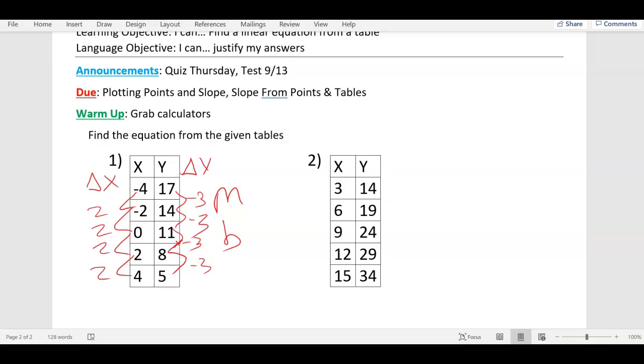Once we find the change in Y and the change in X, then we need to make a ratio, change in Y over change in X. It is not 2 over negative 3. Remember, it's Y over X, not X over Y. So what's my fraction? That's the word. What's the fraction going to be? Okay, negative 3 over 2.